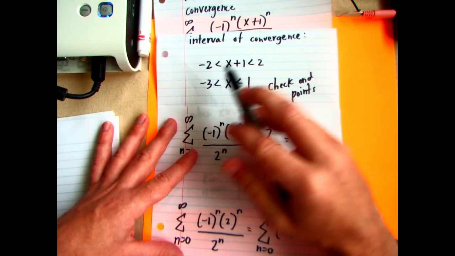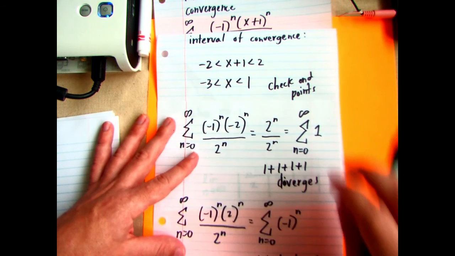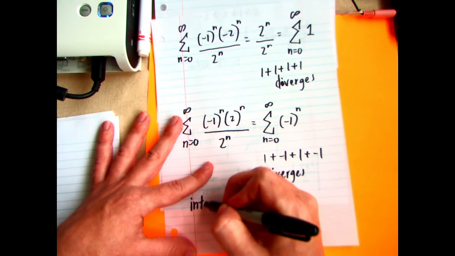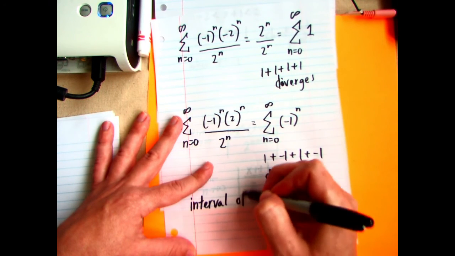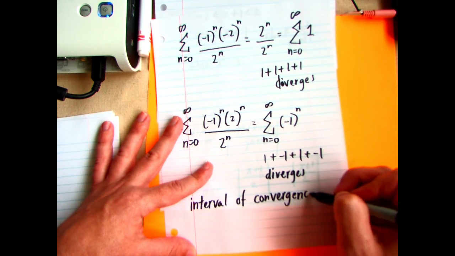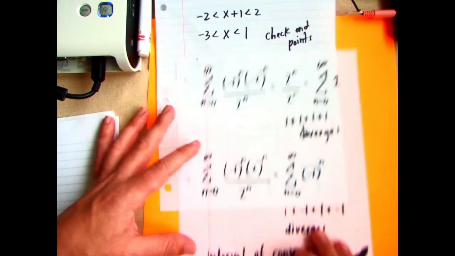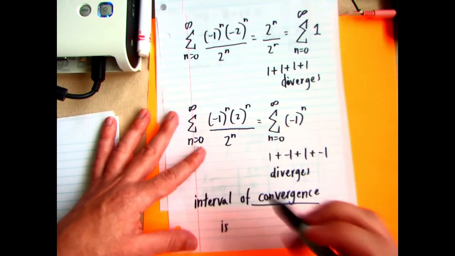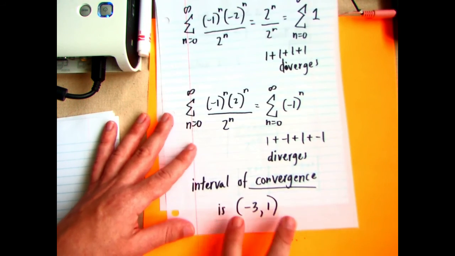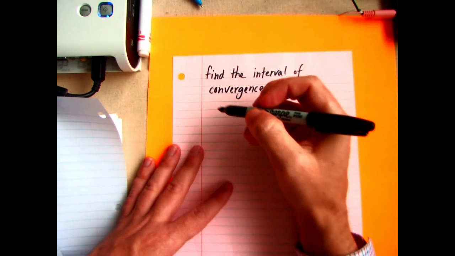So both endpoints, negative 3 and 1, diverge. So I'm not going to include those in my interval. The interval of convergence for this problem is negative 3 to positive 1, not inclusive. And if you wanted to write that in interval notation, it would be negative 3 and 1 with the parentheses around the ends.